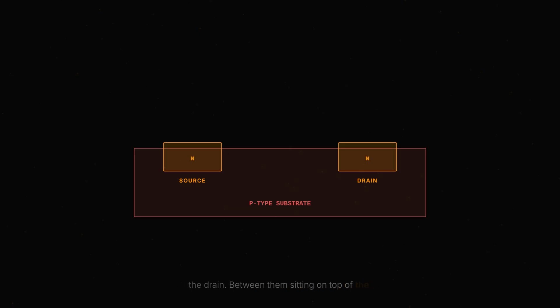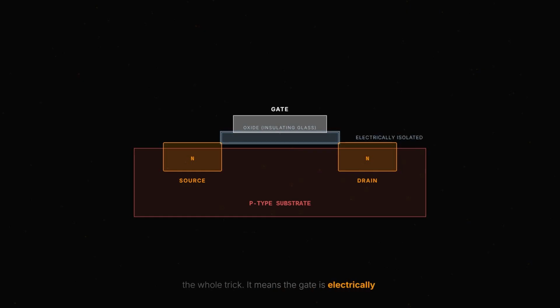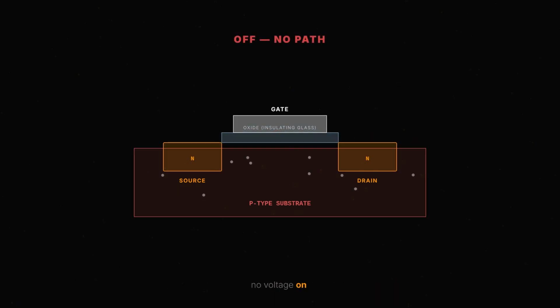Between them, sitting on top of the silicon, is a thin insulating layer, an oxide, literally glass, and on top of that oxide sits a metal contact. This is the gate. That oxide layer is the whole trick. It means the gate is electrically isolated from the silicon underneath it, not connected, insulated. A tiny capacitor sitting on top of the channel. With no voltage on the gate, there's no path between source and drain.